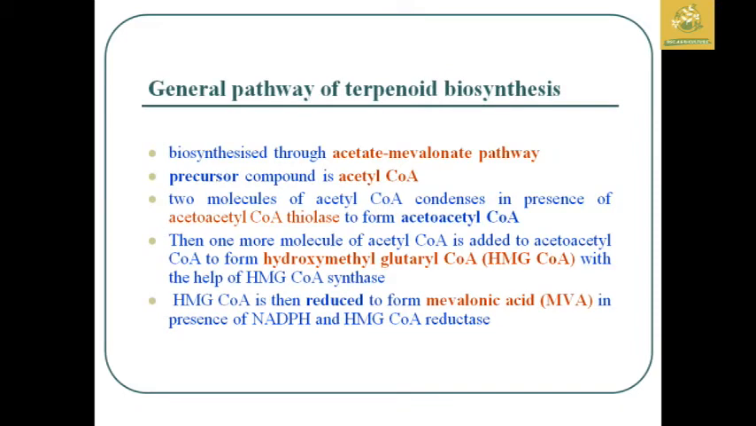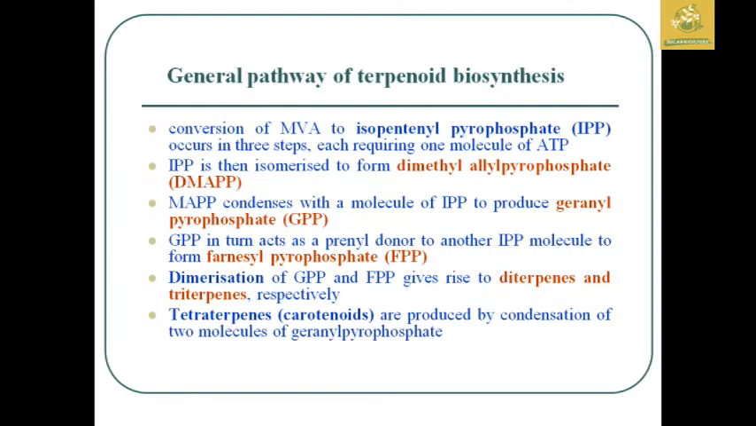carbons. So the general pathway for terpenoid biosynthesis is the acetate malonate pathway, where the precursor is acetoacetyl CoA. The 2 molecules of acetoacetyl CoA are condensed in the presence of acetoacetyl CoA thiolase to form acetoacetyl CoA. So after the addition of acetyl CoA to form hydroxymethylglutaryl CoA with the help of HMG CoA synthase, it is reduced to form mevalonic acid, which is MVA, in the presence of NADPH and HMG CoA reductase.